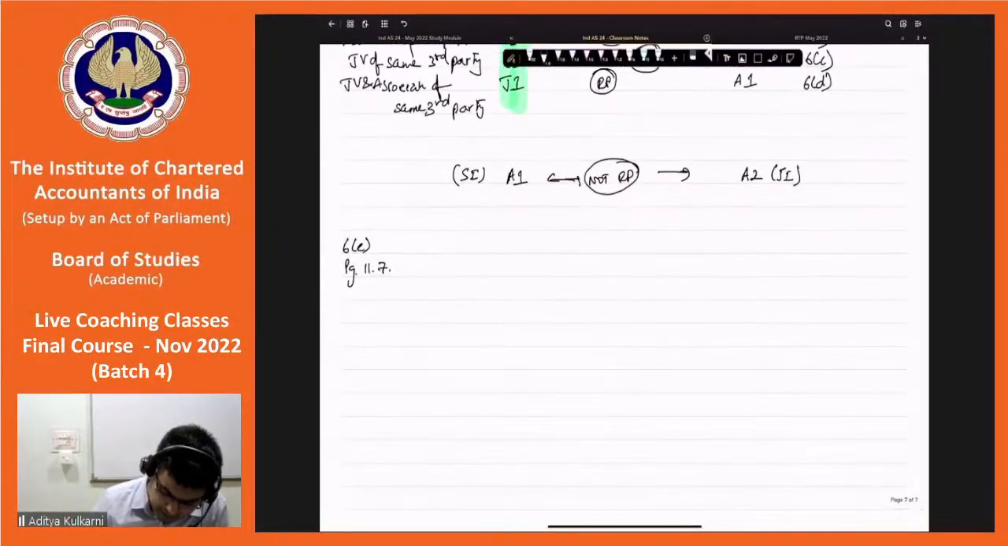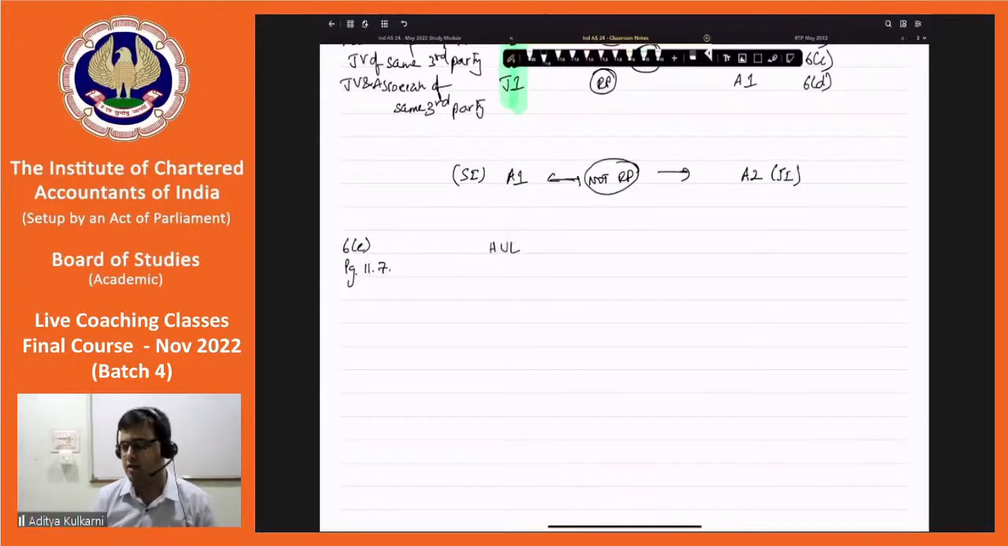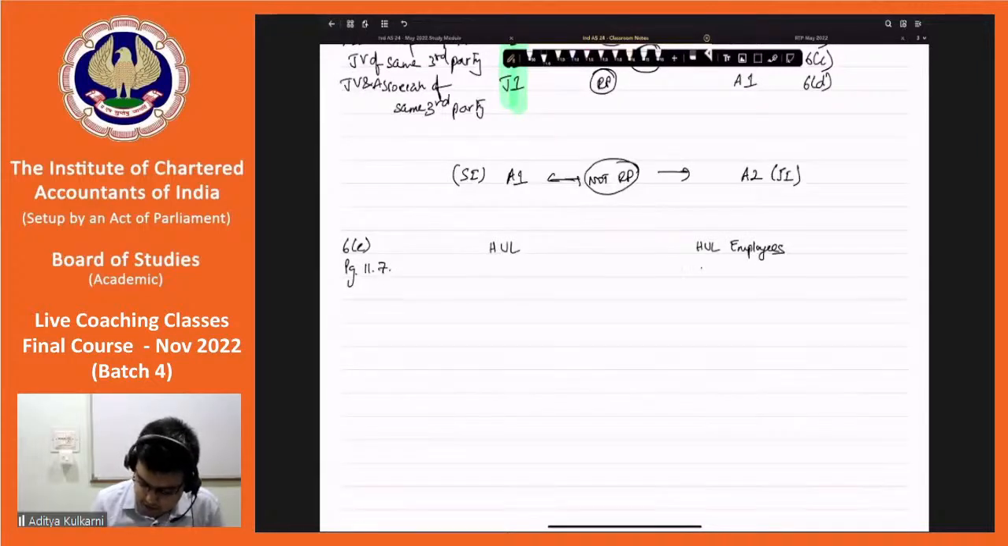So for example, you have a company like Hindustan Unilever Limited, HUL. Hindustan Unilever Limited has the HUL Employees Welfare Trust.